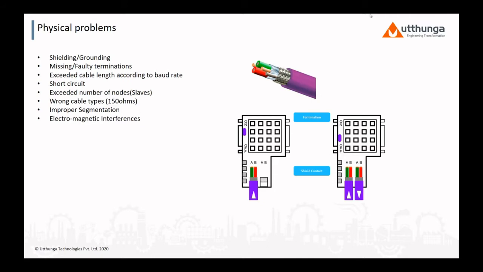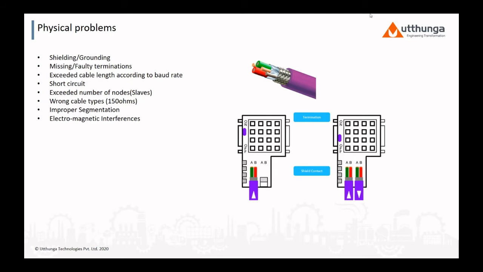Missing or faulty terminations. As I mentioned earlier, terminations and impedance are in the same plane. So if you don't do terminations, what will happen? Reflections will increase in the network. These reflections will cause intermittent failures.